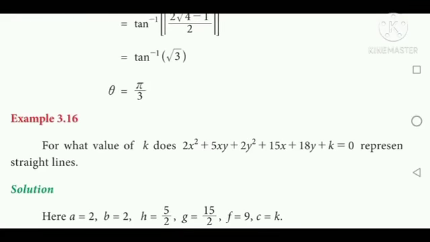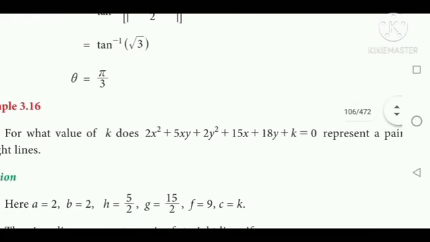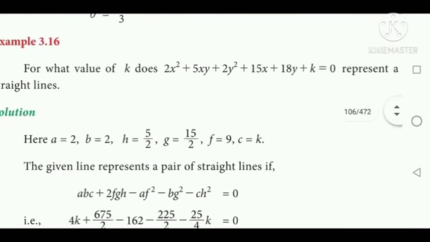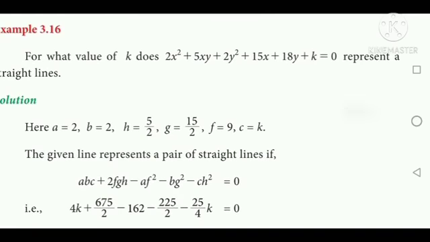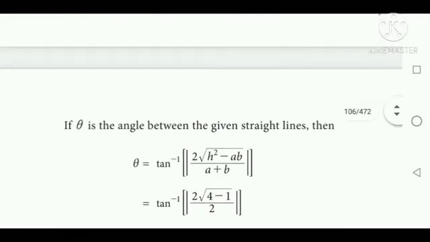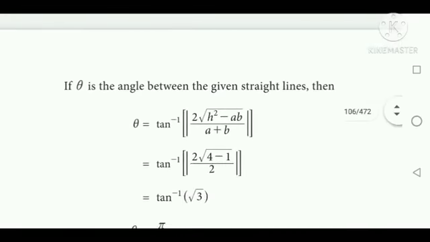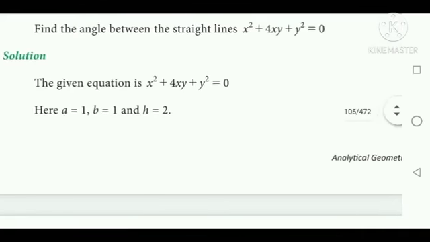So this is the way you have to find the value of k if the pair of straight lines represents a straight line. Okay. So apply the condition abc plus 2fgh minus af square minus bg square minus ch square equal to 0 and find the value of k. Then the formula for the angle between the straight lines is tan inverse modulus of 2 into root of h square minus ab divided by a plus b.